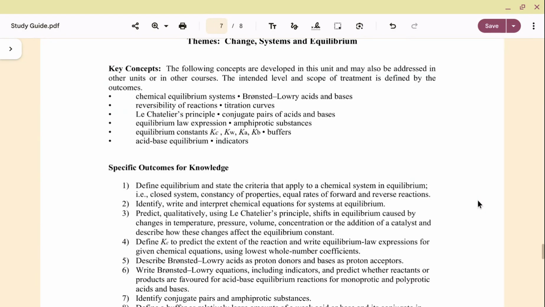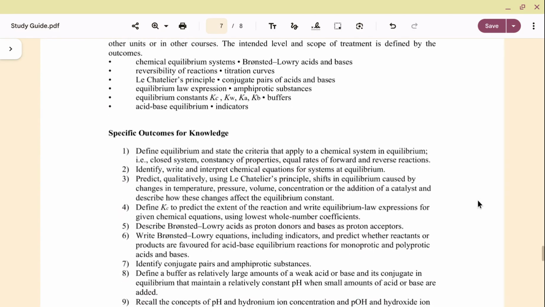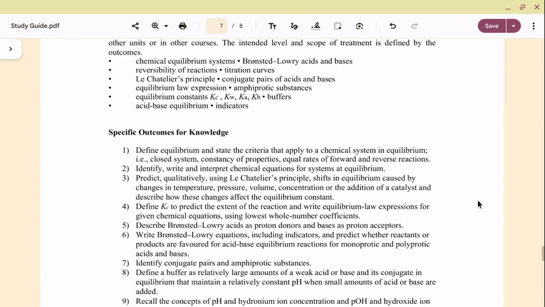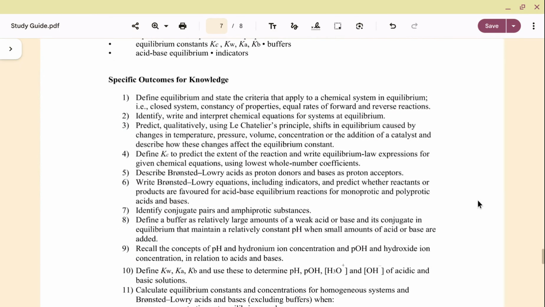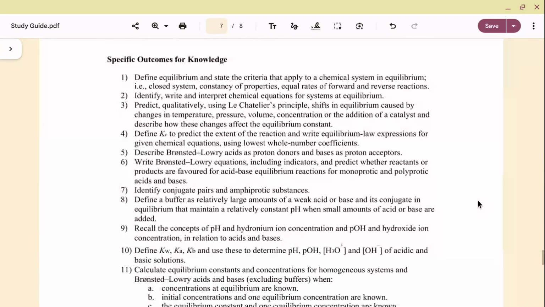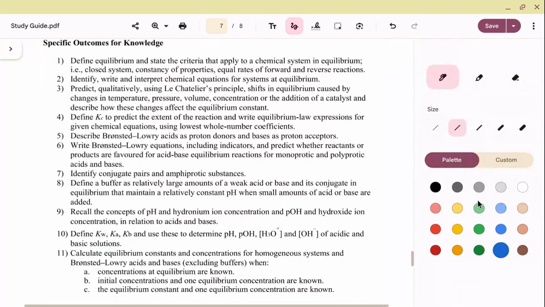You do want to know about Bronsted and Lowry. We want to know what happens when you reverse a reaction. We want to be able to draw and understand titration curves. We have Le Chat and how you can stress the system. Acid-base pairings, your equilibrium law expression, so calculating Kc or using Kc, how you know something is amphiprotic, meaning you can act like an acid or a base, what makes something a buffer, and then acid bases being in equilibrium, if you have an indicator, how you can tell. So just going over all of that in a few more details. So the first one, as mentioned, knowing that definition.